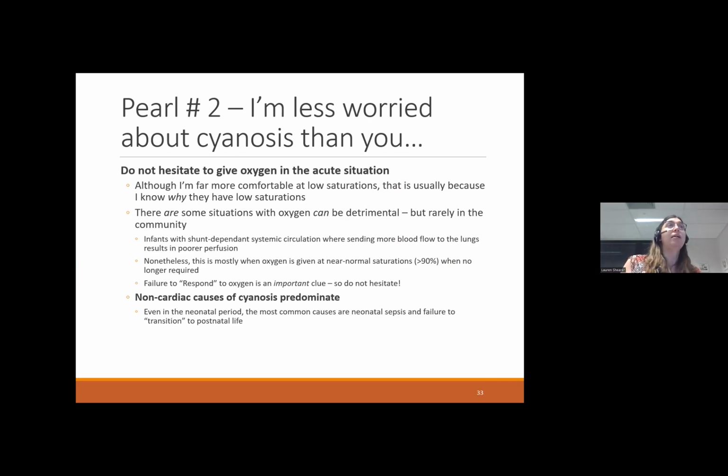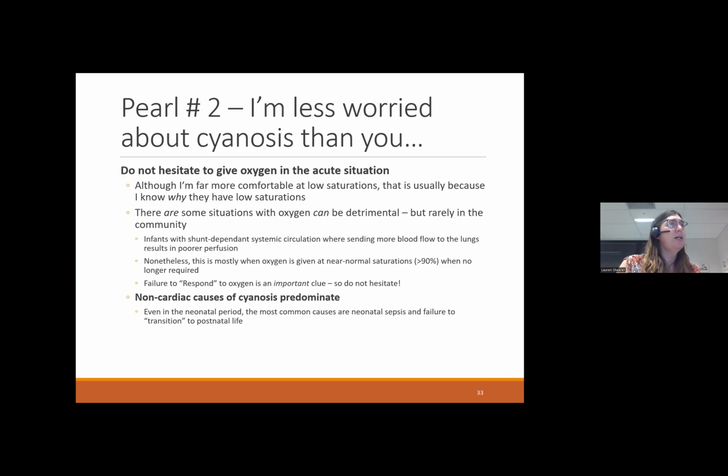Certainly infants with shunt-dependent systemic circulation, where there's more blood flow by giving oxygen, this is sort of a robbing Peter to pay Paul situation, so we can end up with lower systemic perfusion. But nonetheless, this is mostly an issue when oxygen is given at near normal saturations and when no longer required. But failure to respond to oxygen is a very important clue that we've got that mixing physiology. And if it's not because of cardiac mixing, then it probably means they've got severe oxygen extraction problems, i.e. a lung issue, so they probably need the oxygen.